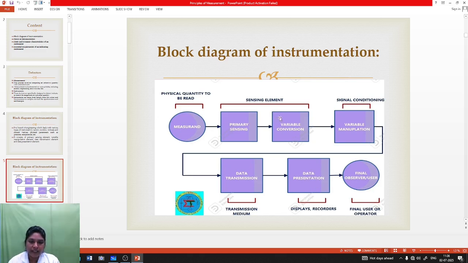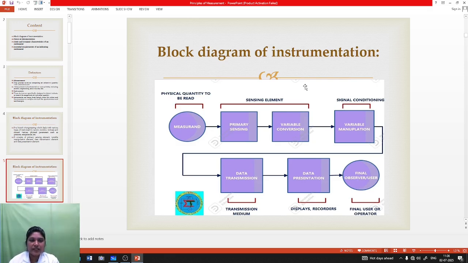So it comes under three stages. The first stage is the primary sensing stage, the second is the signal or data conditioning stage, and the third is the data presentation stage. Finally, the data is presented and ready for the final user or observer. This is the final output.